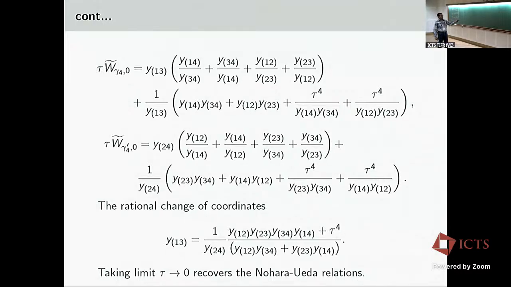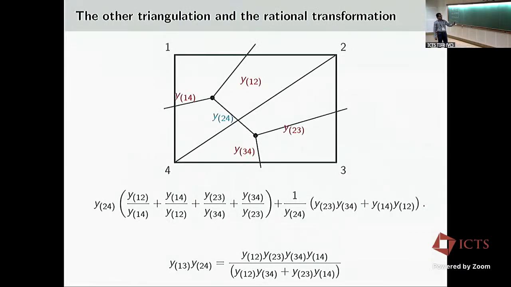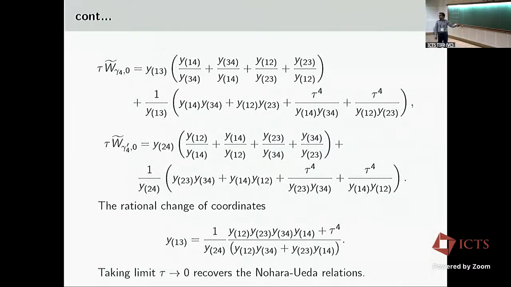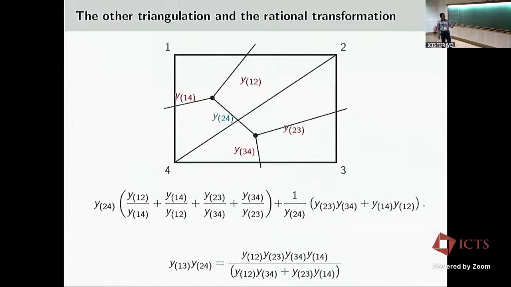I just did the change of variable, and as you see, in these formulas it was just 2 terms here, but here I have 4 terms, right? Because this t to the power 4 comes in, and this is the rational change of coordinates that one takes. Here again, it smells like what I had earlier. My transformation had 2 monomials equals 2 monomials. So here also it smells the same: 2 monomials equals 2 monomials. Now if you take the limit tau equal to 0, you get back the Nohara-Ueda relations.